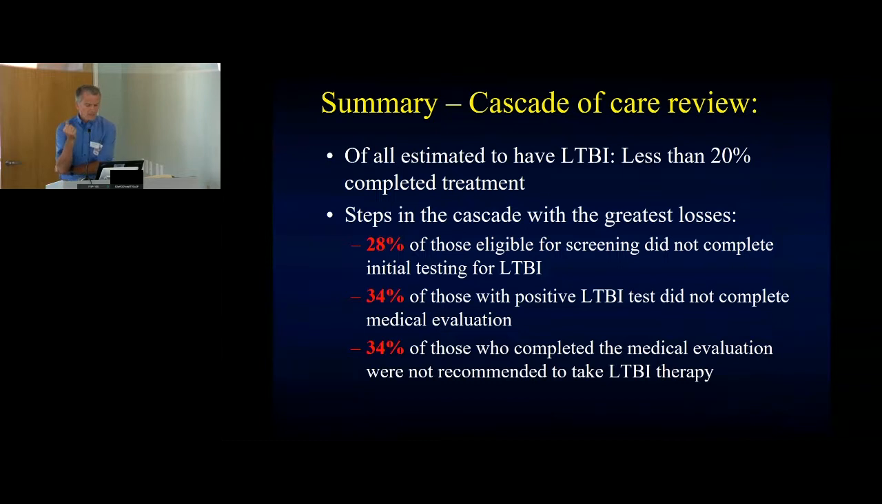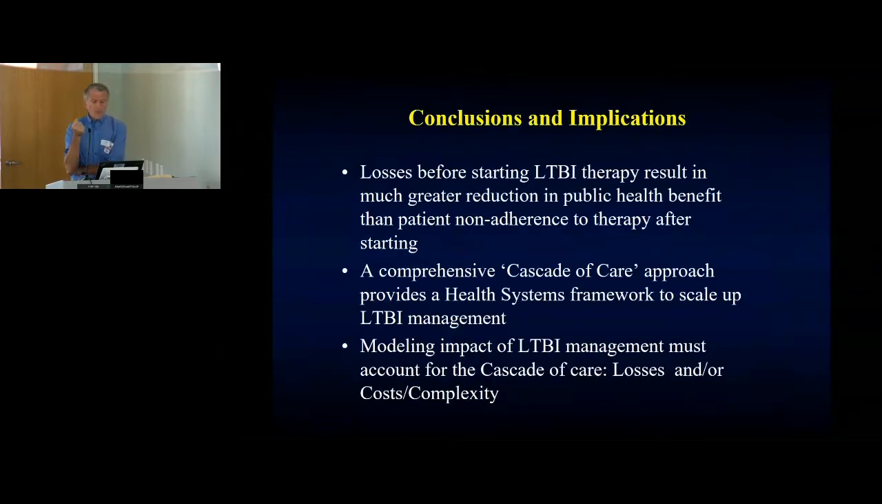What are the implications? So first of all, the losses before starting. So no matter what regimen, you want to model one regimen against another, forget it. You got to model the whole health system approach from the start. Okay? So a comprehensive cascade of care approach is important to consider, and you need to think about it either in terms of costs and complexity or in terms of the losses.